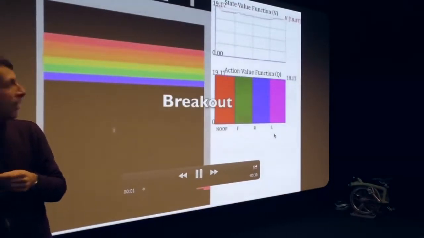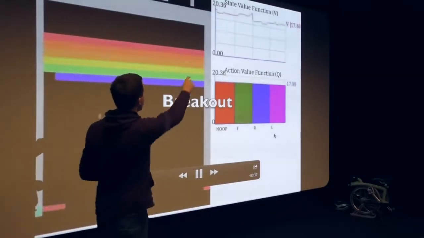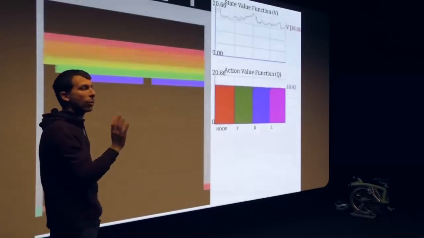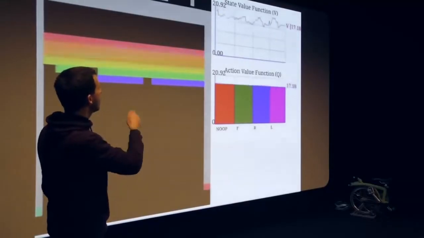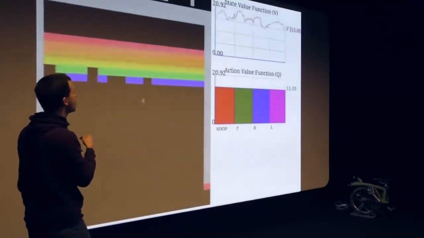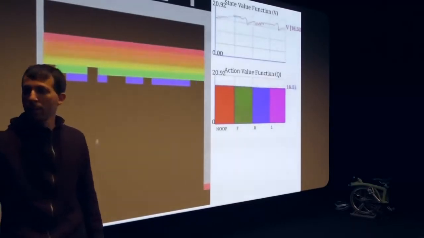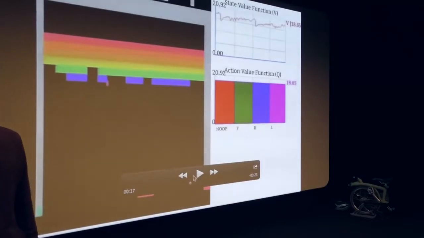So this is the value function in Atari. What we're looking at here on the top right is exactly this quantity V that we were just talking about, saying how much reward the agent thinks it's going to get going into the future. And the one down the bottom is saying how much reward it thinks it's going to get for each different action. Just back up a little bit.